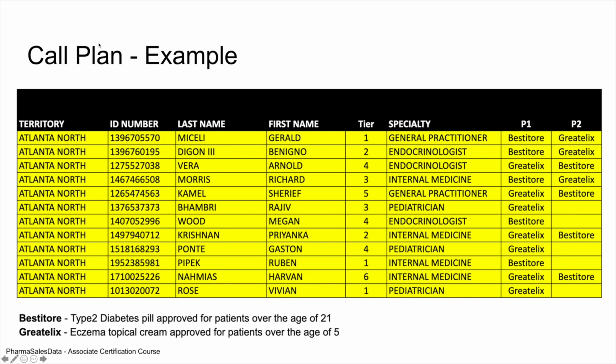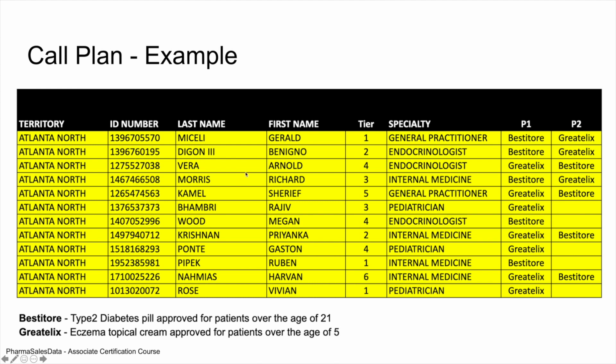This call plan has been sent down from the home office to the Atlanta North Territory. You have a list of your HCPs, their tier value, their specialty, and the products they're supposed to detail in the P1 and P2 positions. The two products you're promoting are Bestator and Gradalix. Bestator is a type 2 diabetes pill approved for patients over the age of 21. Gradalix is a topical eczema cream approved for patients over the age of 5.